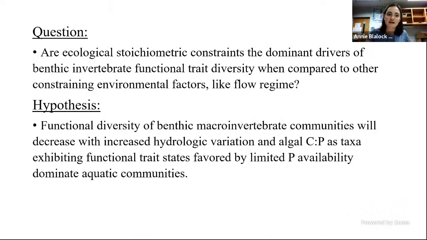So this project sought to ask the question, are ecological stoichiometric constraints the dominant drivers of benthic macroinvertebrate functional trait diversity when compared to other constraining environmental factors like flow regime at a larger, broader spatial temporal scale? So our hypothesis was that functional diversity of benthic macroinvertebrate communities will decrease with increased hydrologic variation and algal P as taxa exhibiting functional trait states favored by limited phosphorus availability dominate aquatic communities.